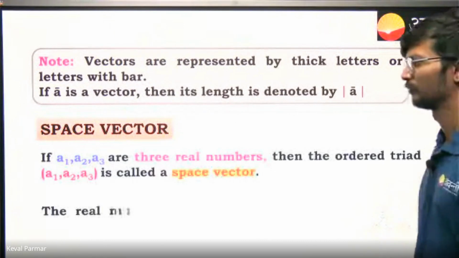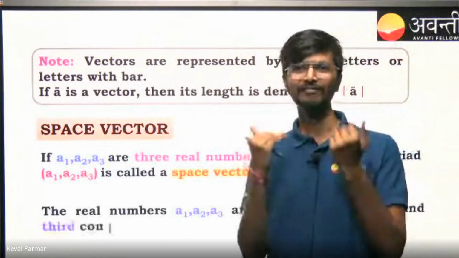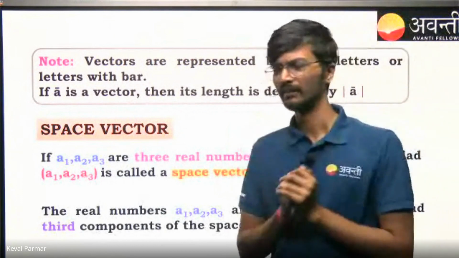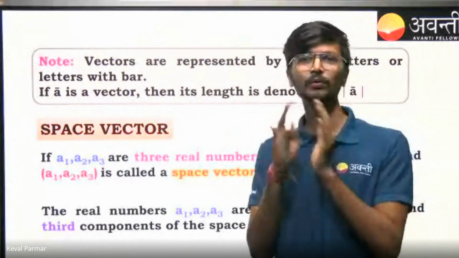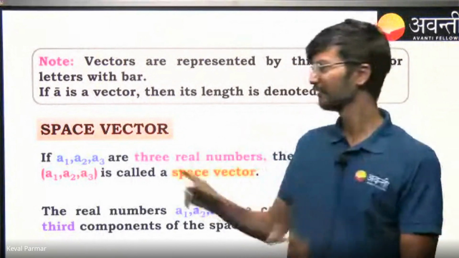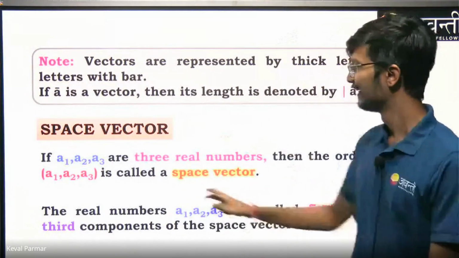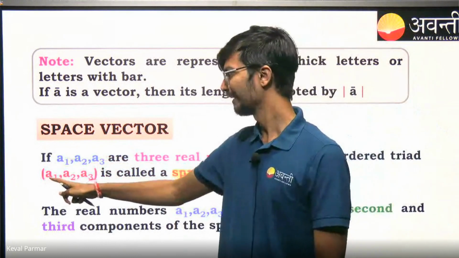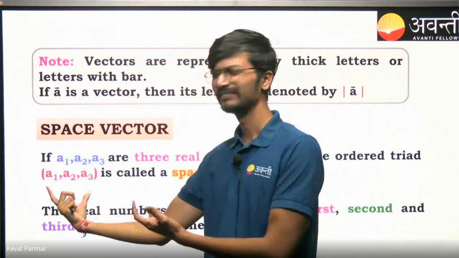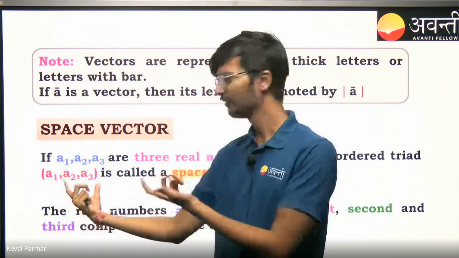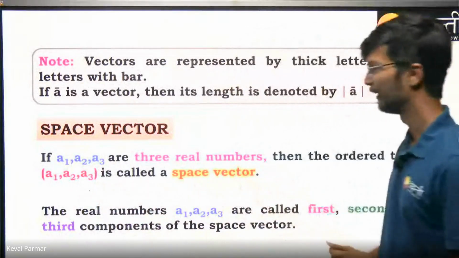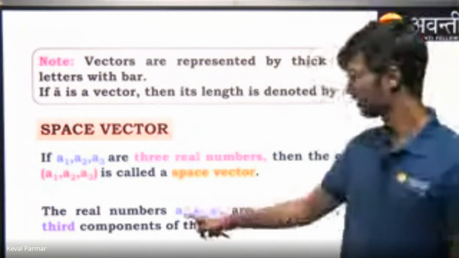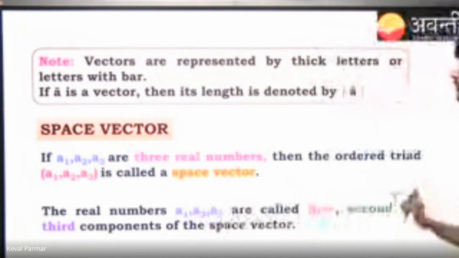Next is space vector. Space vector is generally the vector that we use in mathematics, that is, in terms of coordinates. So generally in physics, physical quantity vectors are used, but in mathematics space vector is used. Here it is given that if three real numbers are a1, a2, a3, then the point (a1, a2, a3) is not a point exactly, we'll talk about this later, it is called a space vector. And a1, a2, a3 are the real numbers, where a1 is the first component, a2 the second component, a3 the third component.